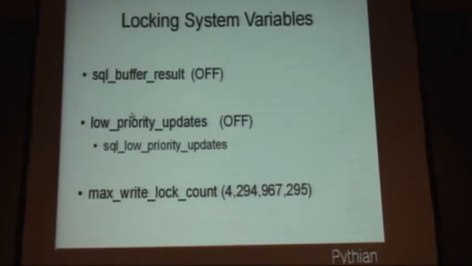So the max write lock count, actually, I did lie to you. The max write lock count is after this many write locks, allow a read lock. However, that's an awful lot. So you can actually set that, but I don't think it reverses it. I don't think there's a max read lock count, though. So if you make the low priority updates turned on, I don't think there's a max read lock count.